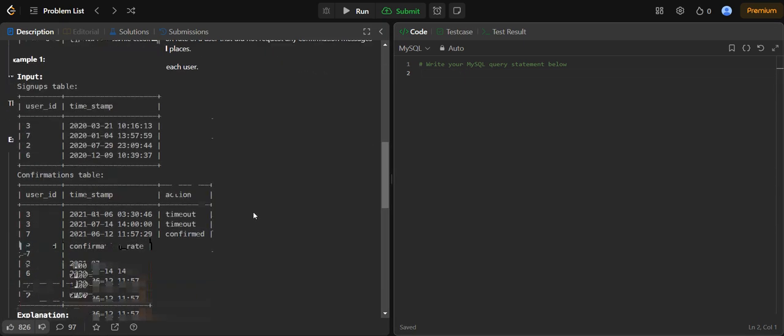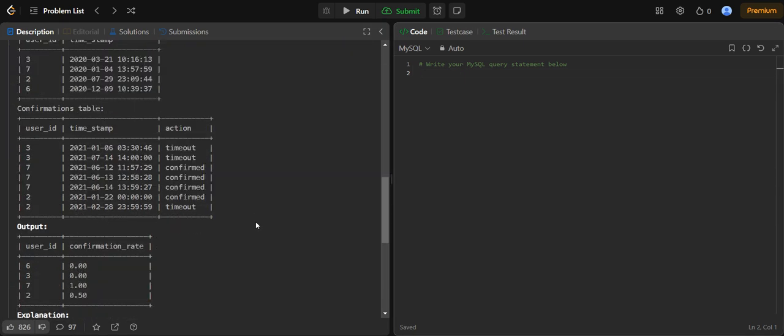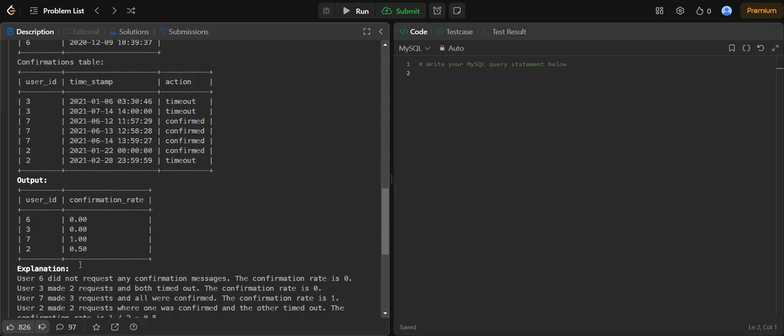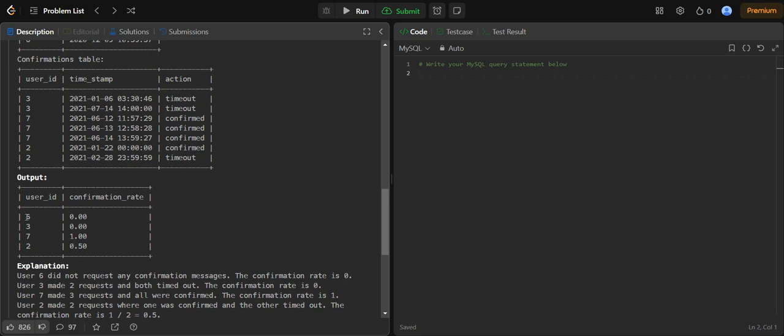I will be solving it without any CTE, just by using a join, a left join. Why am I using the left join? Because I need all the users. I need the confirmation rate for all the users. The confirmations table might not have all the users.